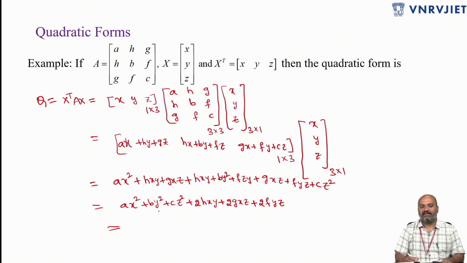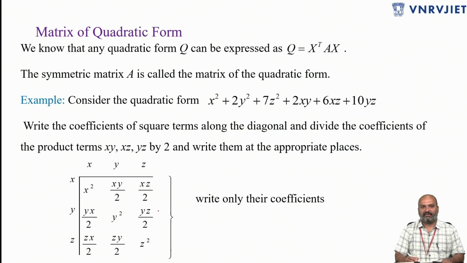Now let's see, if the quadratic form is given, how to write the matrix. We know that a quadratic form Q can be expressed in the form x transpose A x. Here the symmetric matrix A is called the matrix of quadratic form. Let us consider an example.